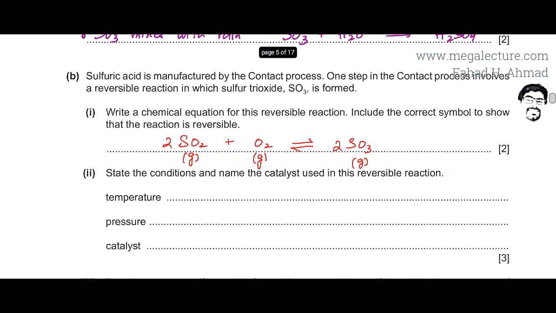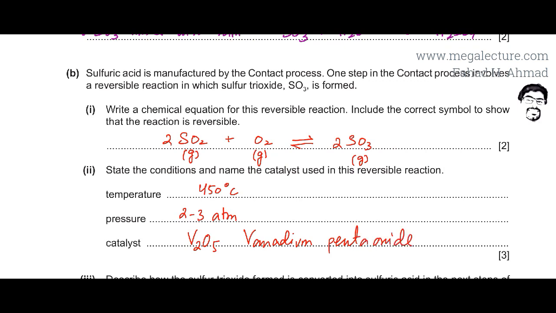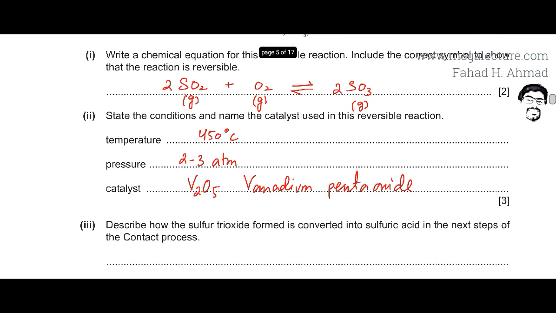The next question is part 2. State the conditions and name the catalyst used in this reversible reaction. For converting SO2 to SO3, the temperature used is 450 degrees centigrade. The pressure used is 2 to 3 atmospheres, not a lot of pressure. And the catalyst that is used is V2O5, or we can name this as vanadium pentoxide. So that is the catalyst used in this particular reaction.